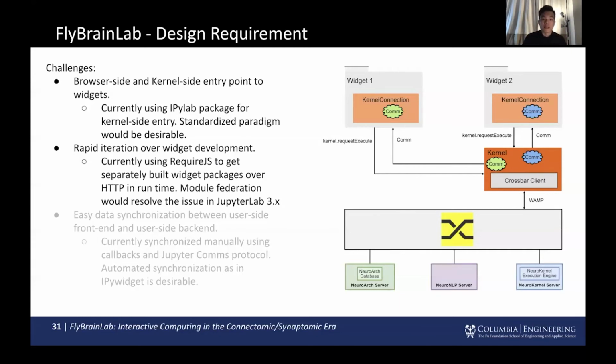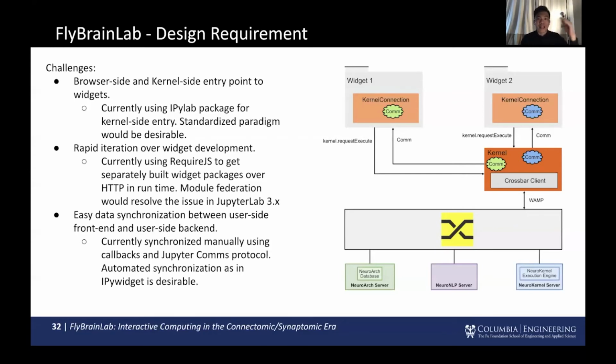The last challenge is that we wanted to support easy data synchronization between the browser side and the kernel side. And traditionally in Jupyter Notebooks, this is done very automatically with the Jupyter Comms protocol. And what we have ended up doing in the JupyterLab environment is to do this manual synchronization through callbacks and using Jupyter Comms. And it would be great if there's a standardized paradigm that borrows the design philosophy from Jupyter Notebook into the JupyterLab extensions.